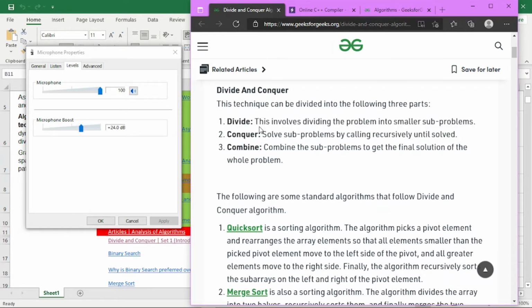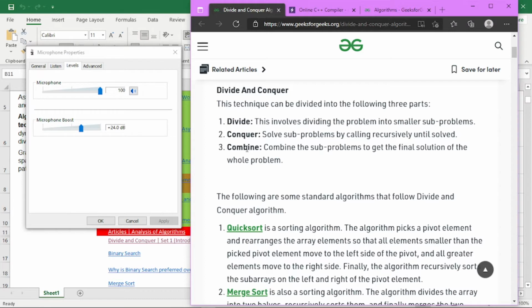In divide, we divide a given problem into smaller sub problems, and conquer means solving the sub problems by recursion until they are solved. And combine means combining all the sub problems and getting the final result for the whole main problem.